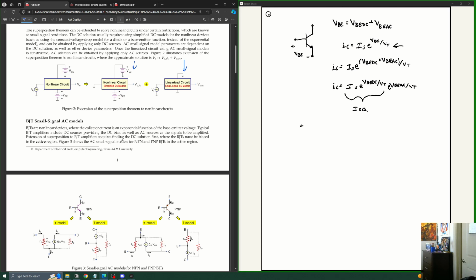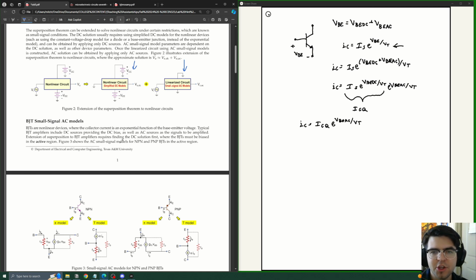Which leaves us with IC is equal to ICQ, so that constant part, times e to the VBE,AC divided by VT. So this is the equation that describes IC as we apply a changing AC voltage to the base. So this still is exponential. Nothing about this is linear.